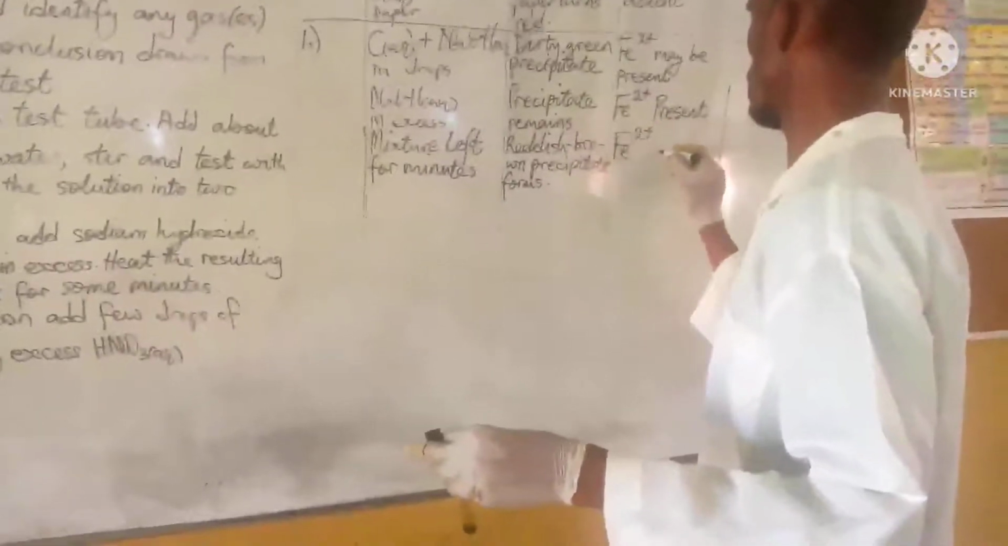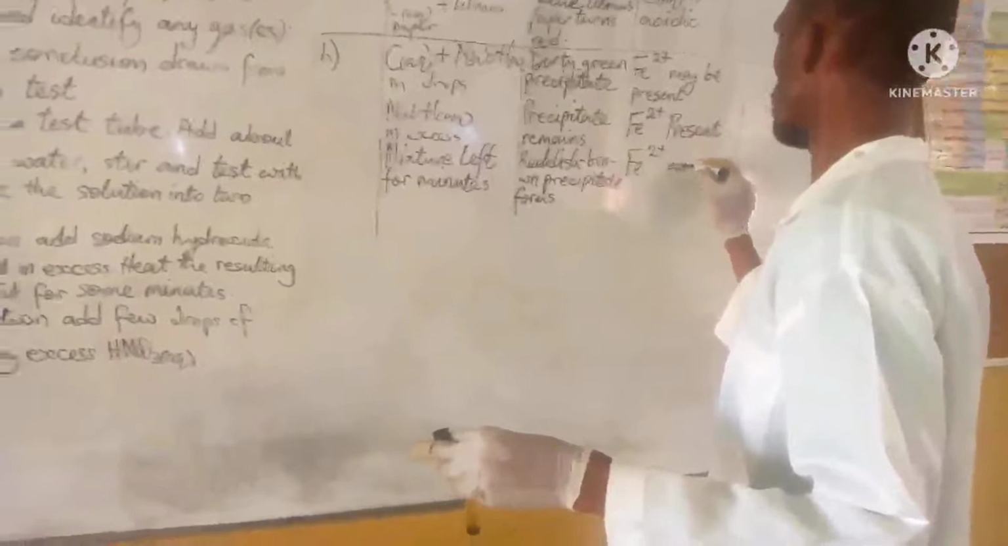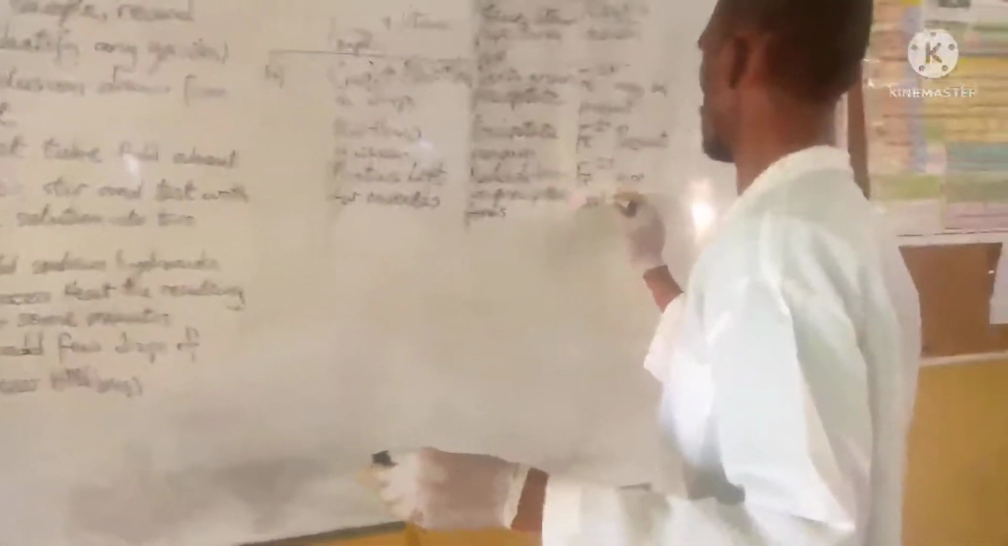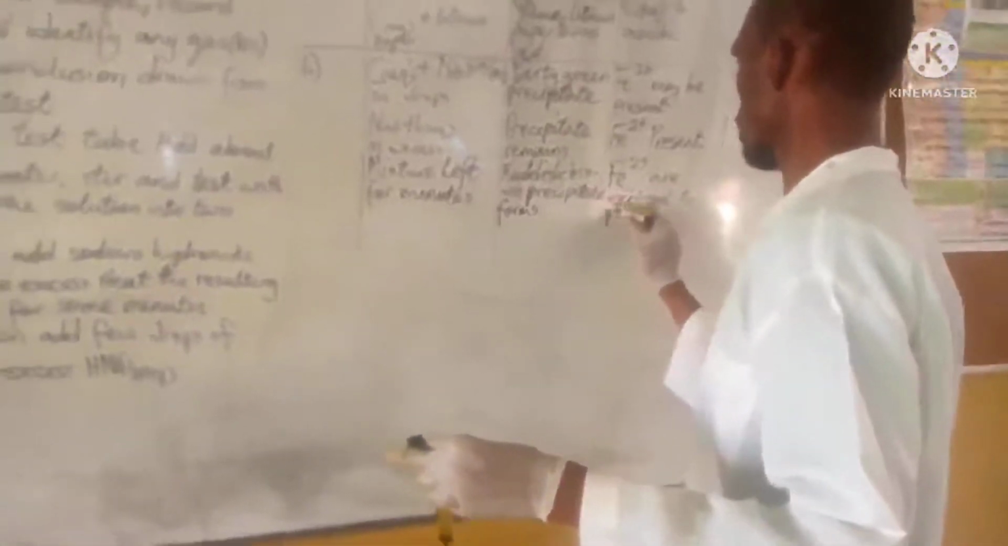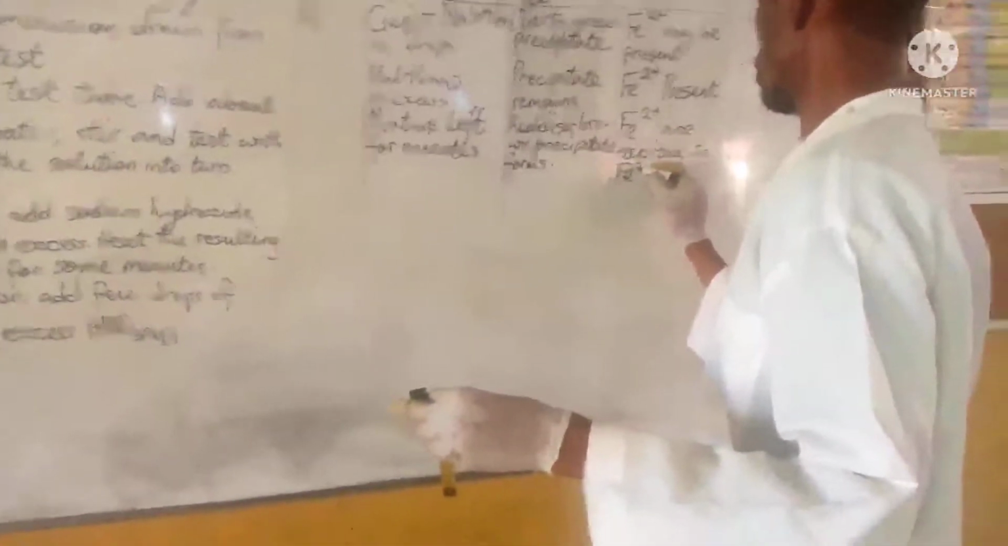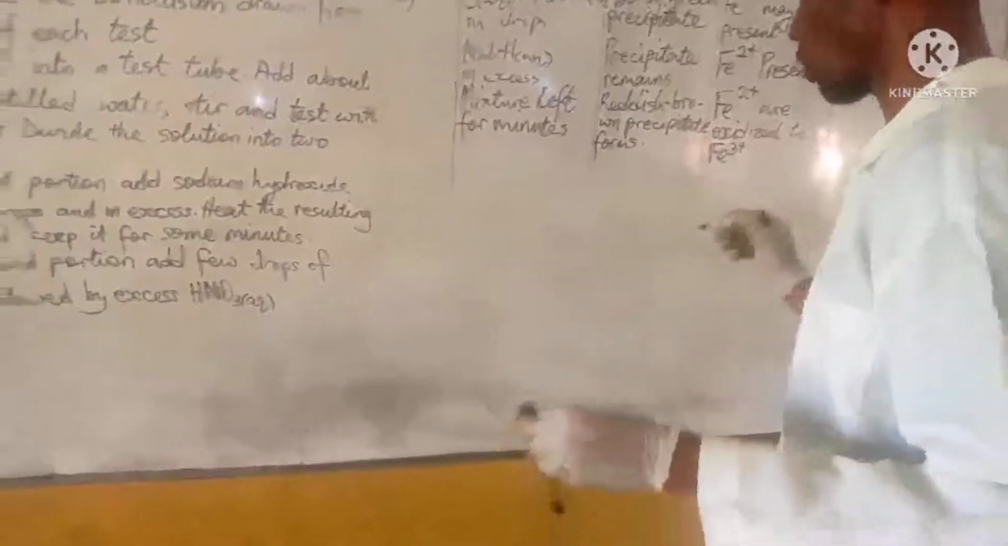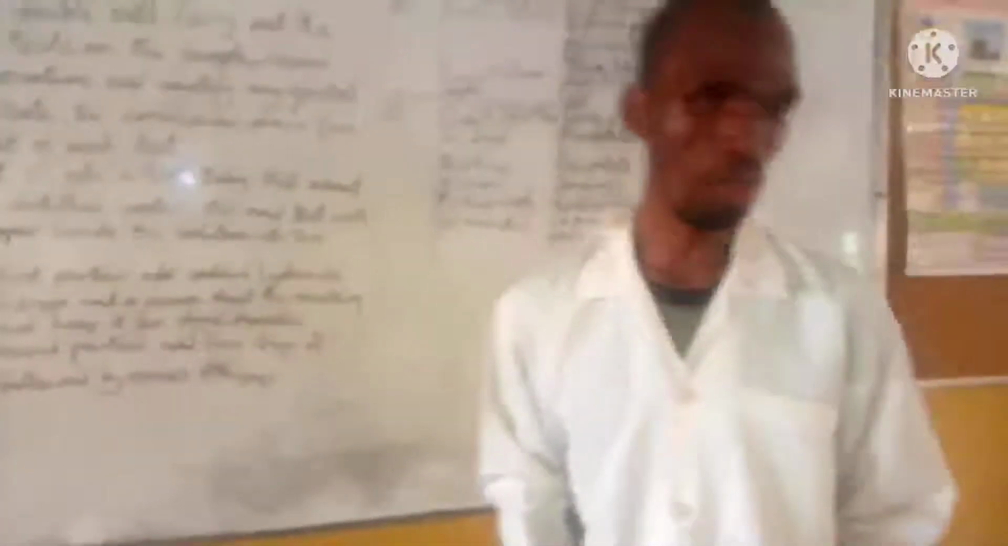So the inference is that Fe2+ ions are oxidized to Fe3+ ions. Yes. Fe2+ ions oxidized to Fe3+ ions. And we have the third one.